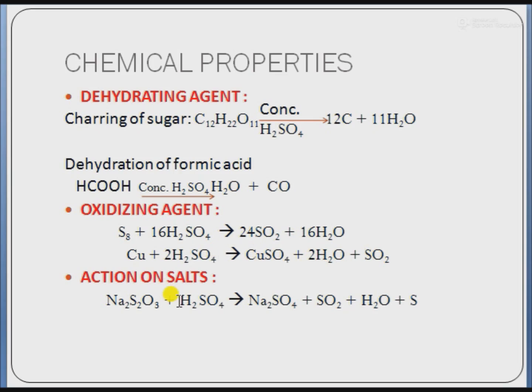Next is the action on salts. Because of its low volatility, concentrated sulfuric acid can be used to manufacture more volatile acids from their corresponding salts. With a dilute acid, like sodium thiosulfate plus dilute H2SO4, it gives Na2SO4 plus sulfur dioxide plus water plus sulfur.